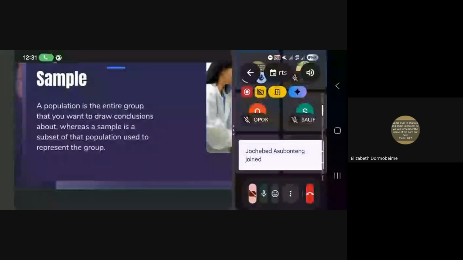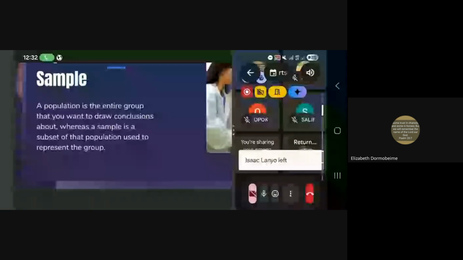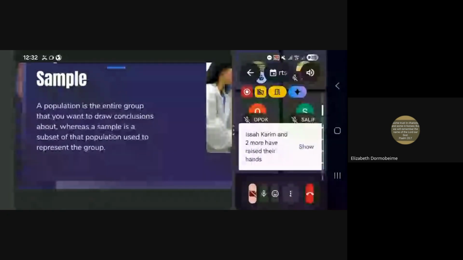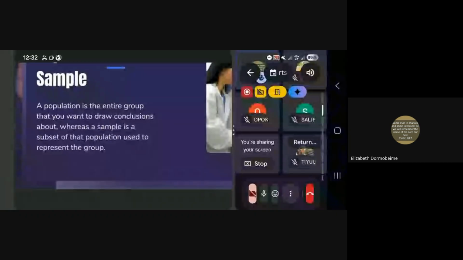Madam, please, population is the total number of people in a given area. Yeah. And the sample? Please, the sample is a number from the population. Okay. Thank you very much. It's our last one.